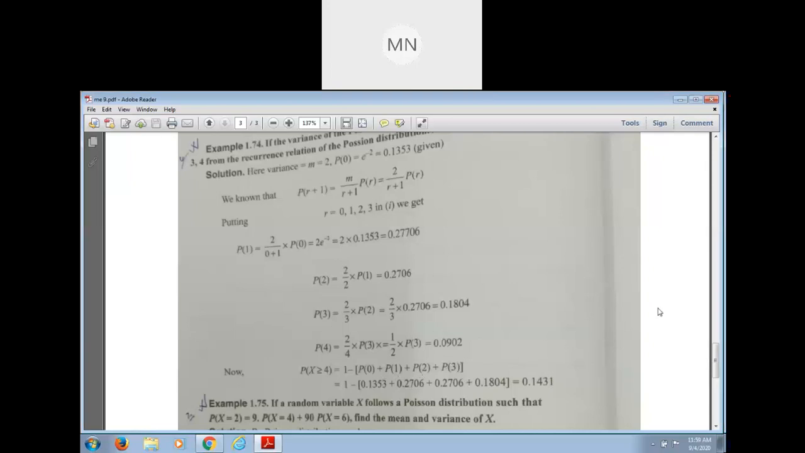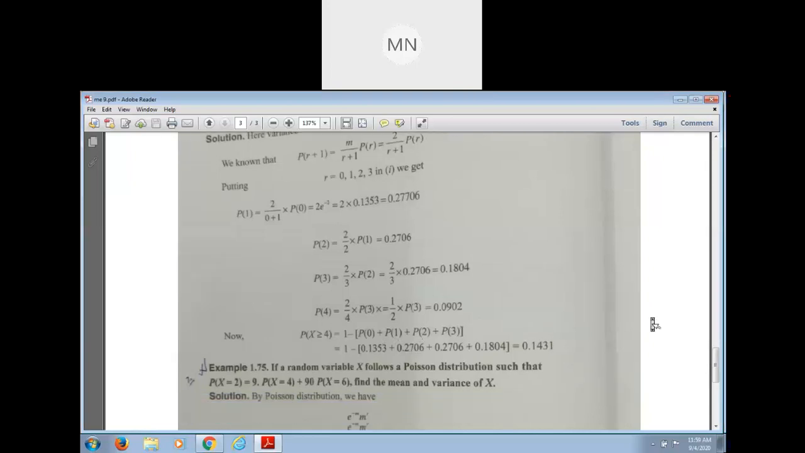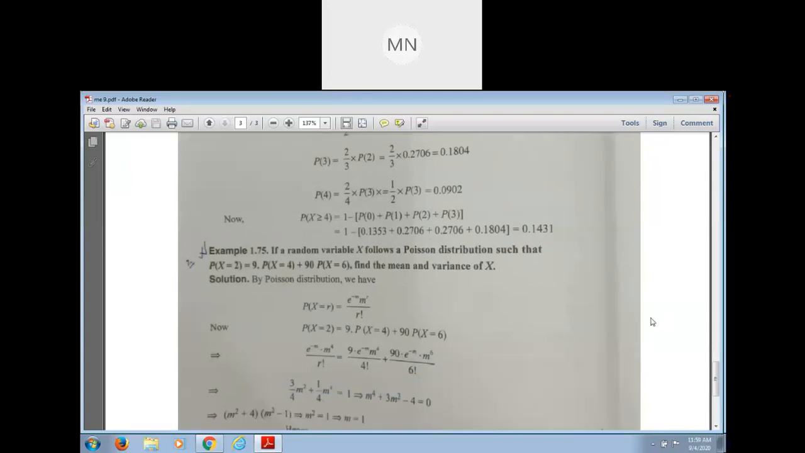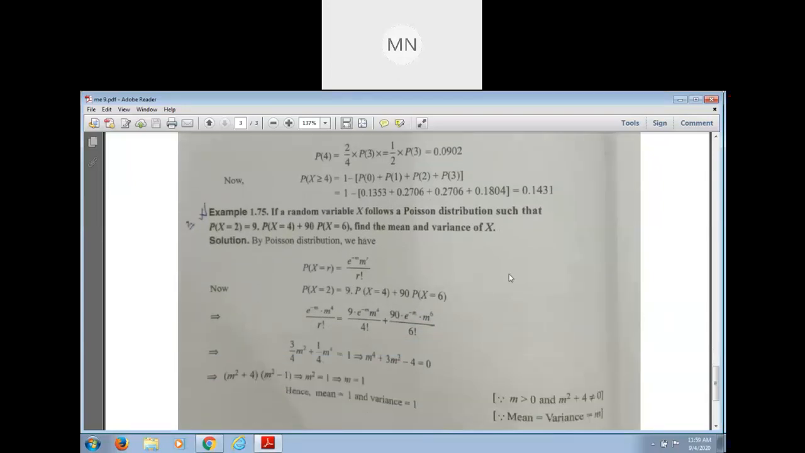Okay. This is also another problem. In this problem, suppose a random variable x follows a Poisson distribution with the condition P of x equals 2 equals 9 into P of x equals 4 plus 9 into P of x equals 6. Find the mean and variance of x.